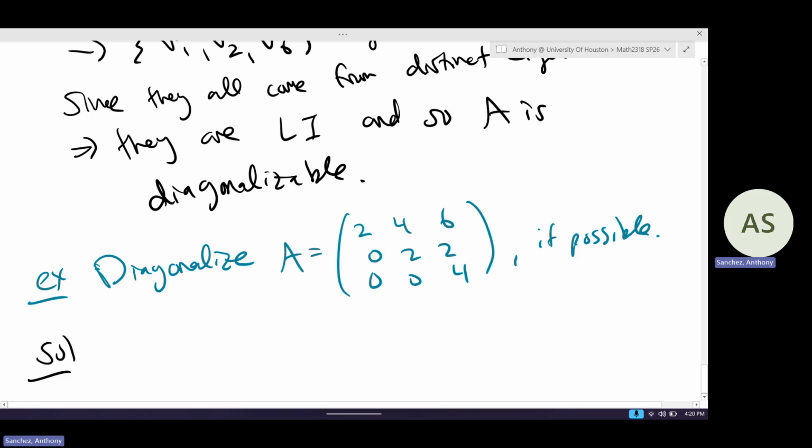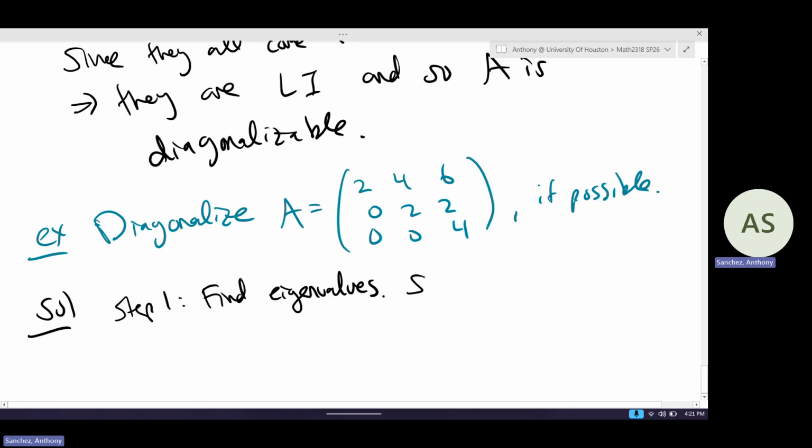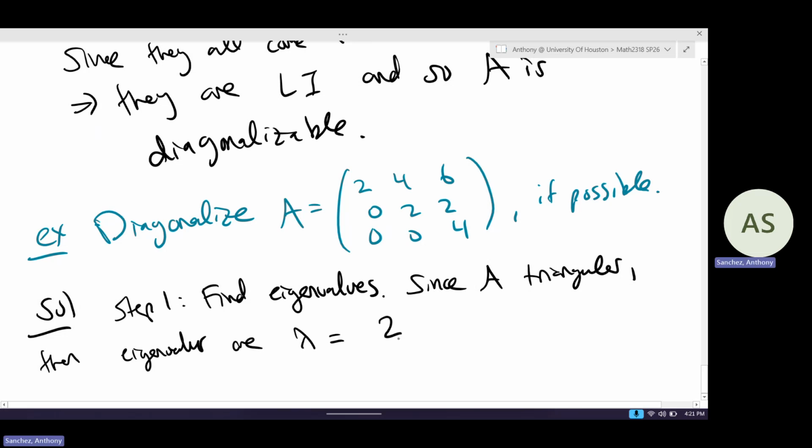All right, so notice that I have to find the eigenvectors, right? So maybe I'll write that. Okay, step 1. Find the eigenvalues. Well, what kind of matrix is this, guys? Yeah, it's a triangular matrix. So since A is triangular, then the eigenvalues are lambda is equal to 2 and 4. Here with multiplicity 2, and here with multiplicity 1.